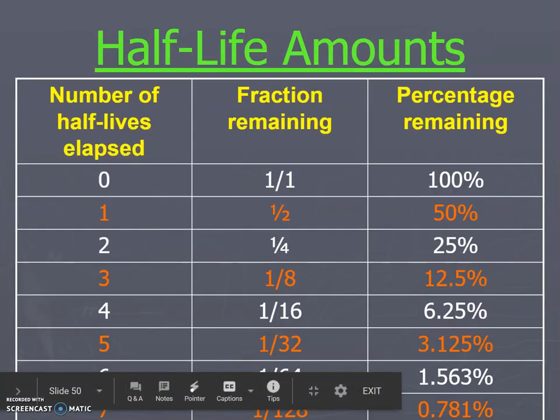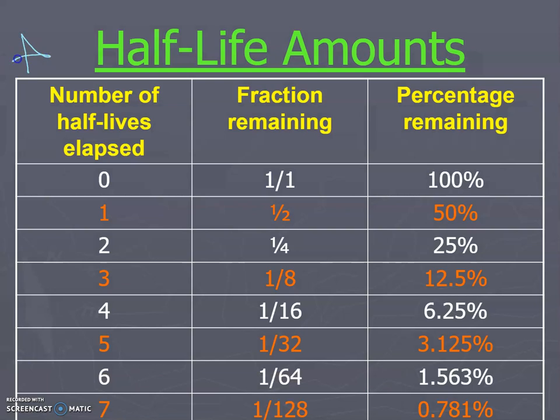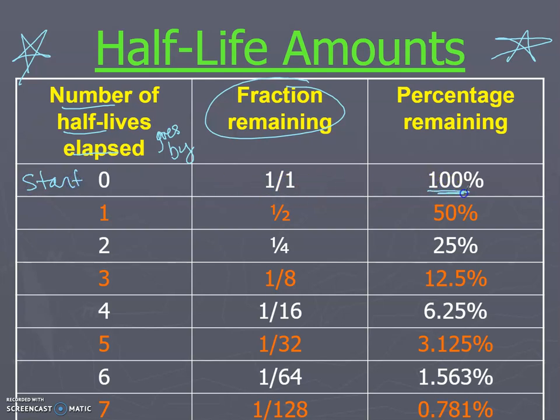All right, so this right here is going to be your saving grace. Okay, this is a chart that helps you put into perspective how many number of half-lives elapse, like time lapse, goes by, and the fraction that should remain. So when you start, you have 1 out of 1 or 100% of your original nuclide. Now, when one half-life goes by, you have a half or 50%.